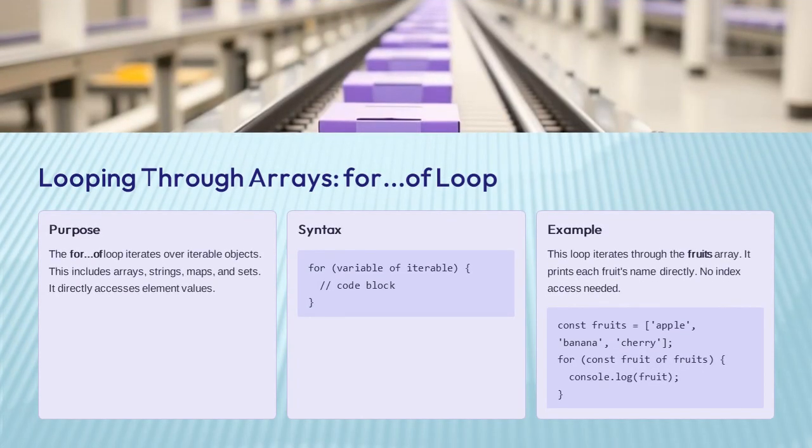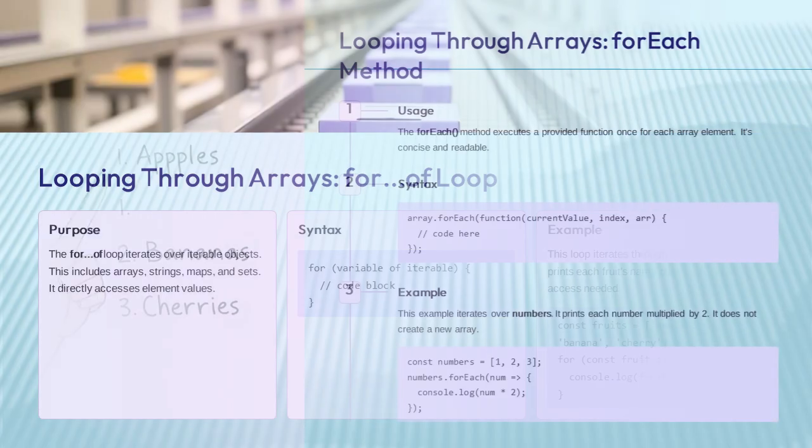On to the next one, looping through arrays, the for of loop. If you're working with arrays, for of is a beautiful and clean loop. This loop goes through each item in the array and gives you the value directly. It's perfect for looping through elements without needing an index. Here's a simple for of loop with an example of a fruits array. This loop iterates through the fruits array. It prints each fruit's name directly, no index is needed.